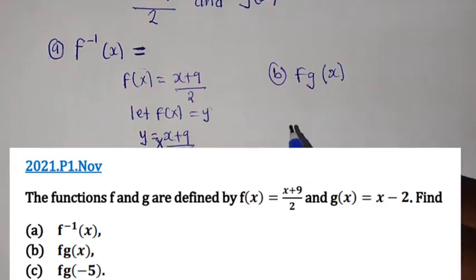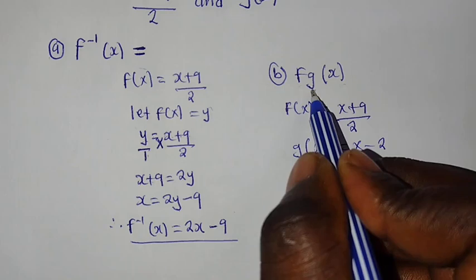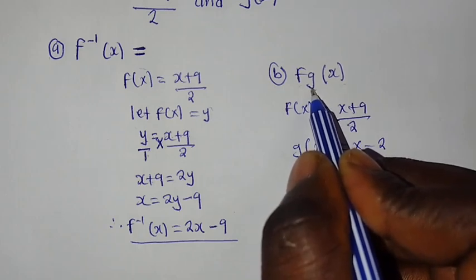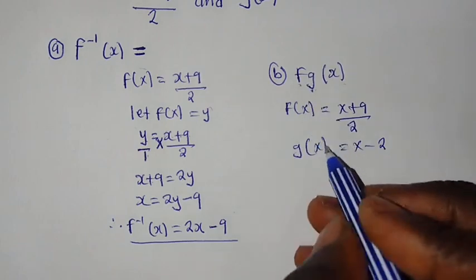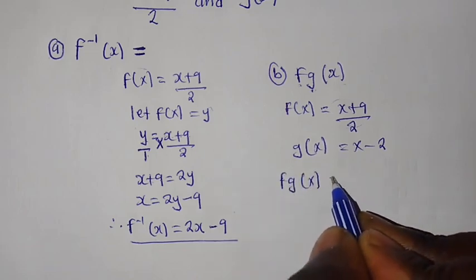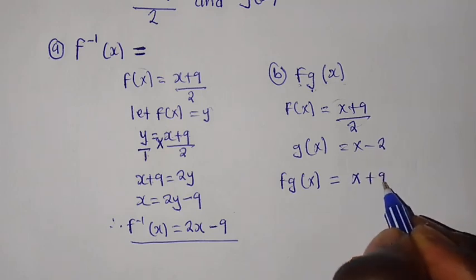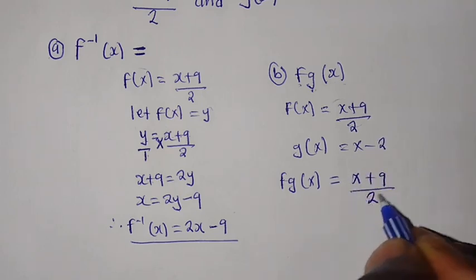Here is what we are going to do. We have the function f, which is (x + 9)/2, and we also have the function g, which is x - 2. The way you can find fg(x): this g is going to be substituted into the function f. So fg(x) equals, I'll write the function f, which is (x + 9)/2. This is the function f.